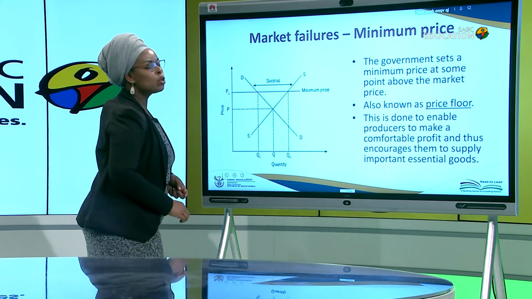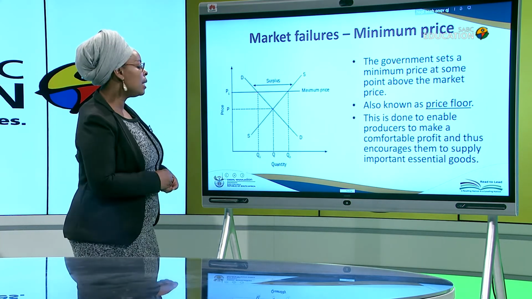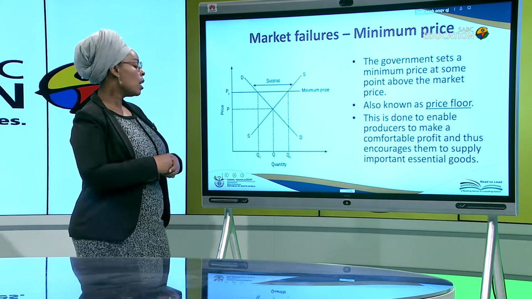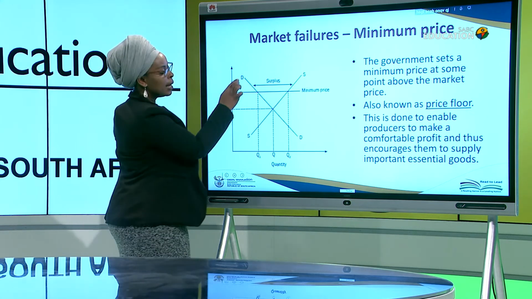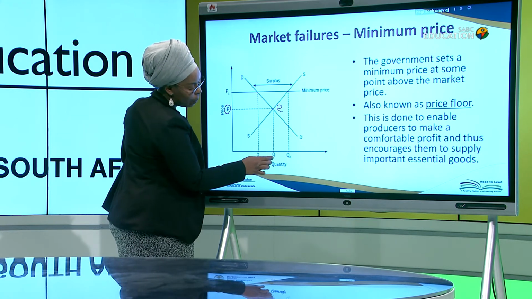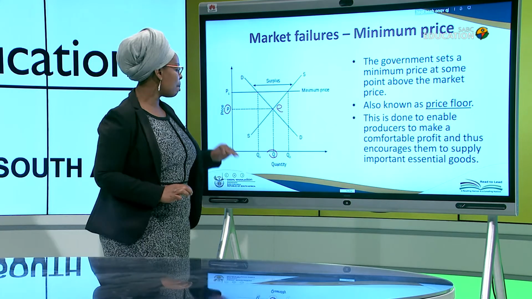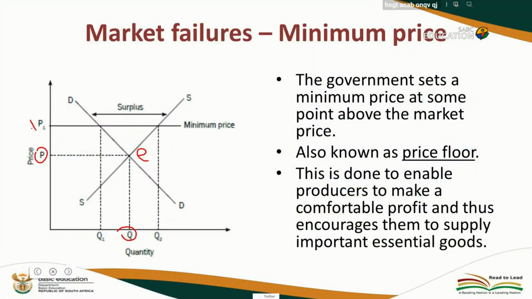Okay. Let us look at the minimum price. The government can introduce a minimum price. A minimum price is a price that is set above the market price. What is our market price here? P is our market price, because this is the point where demand and supply are equal, and this is our equilibrium quantity. But if the government introduces a minimum price, it means the price will be higher than the market price.